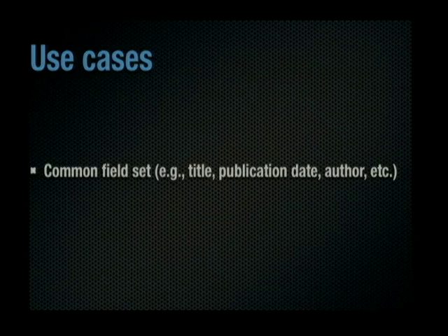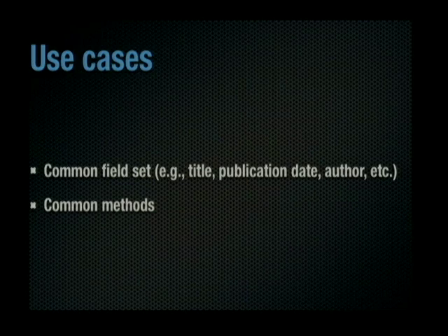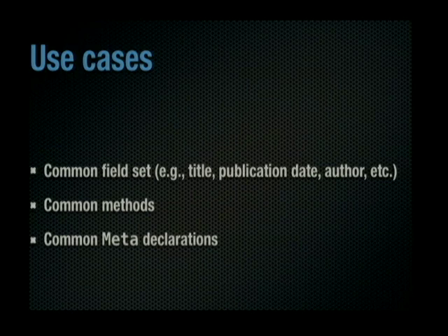Use case for abstract models is basically any time you have a common set of fields that have to appear in every model you're going to set up, or most of the models you're going to set up. Write those fields once and then just start subclassing from your abstract model. Also, if you have a bunch of common methods, but not necessarily fields, you can make sure that every model inherits those. You can also do meta declarations because abstract classes inherit their meta declarations.